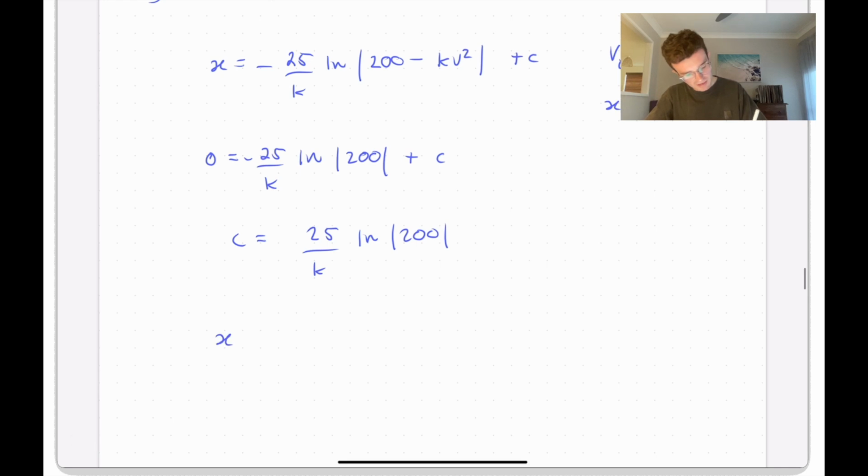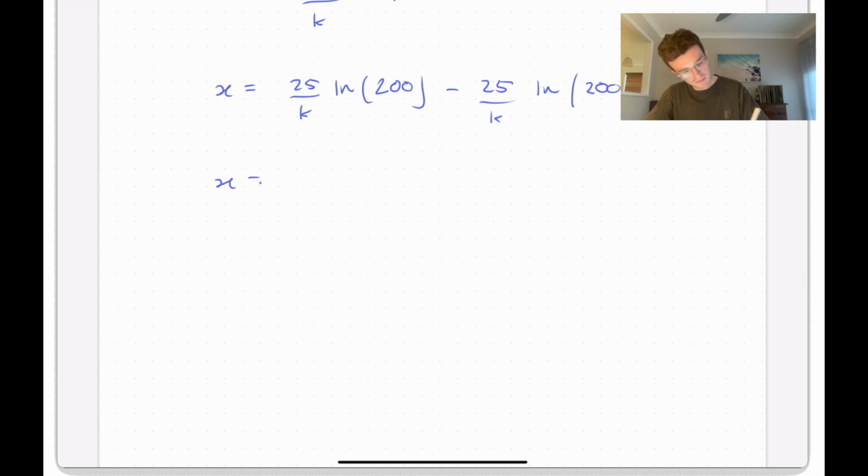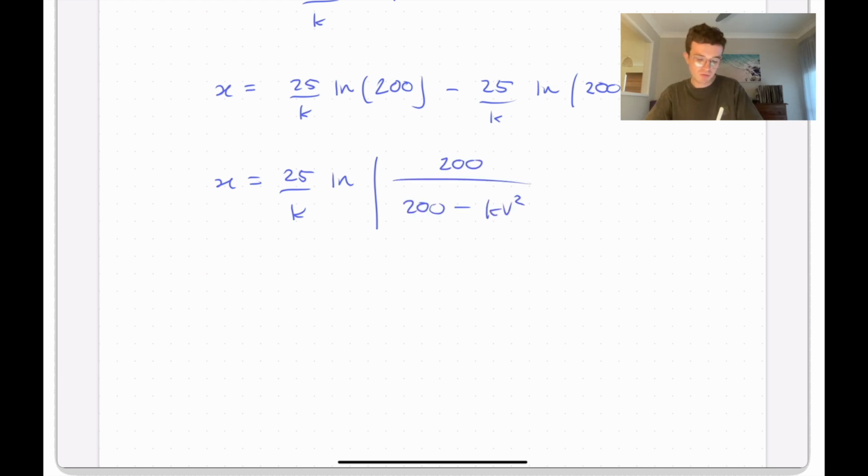So therefore x is equal to 25 on k, this is my c value here, ln of 200, minus 25 on k, ln of 200 minus kv squared. Using our basic log laws, we can see that this is going to become 25 on k, ln of 200 on 200 minus kv squared, which is what we're after.